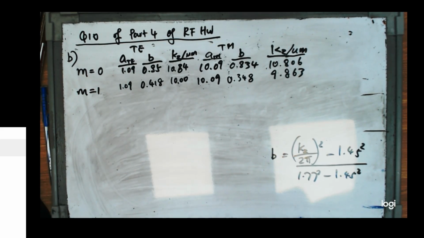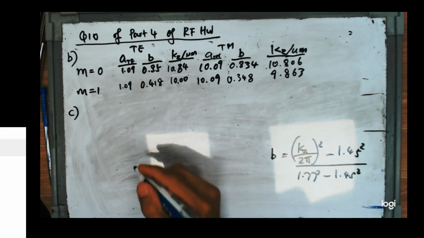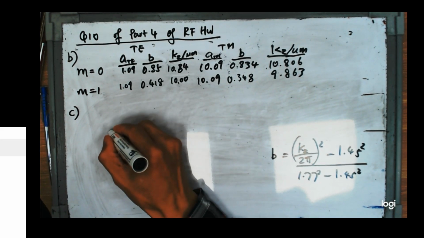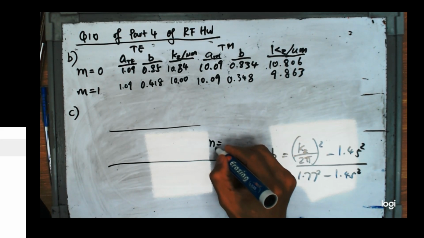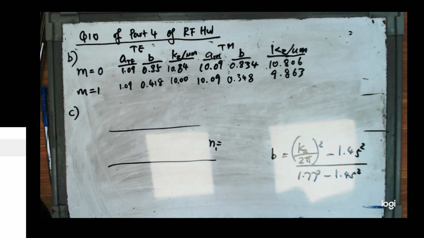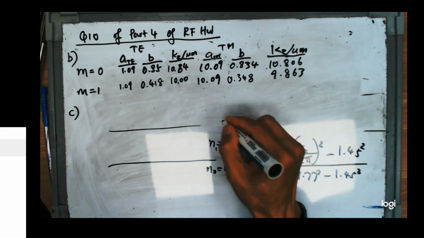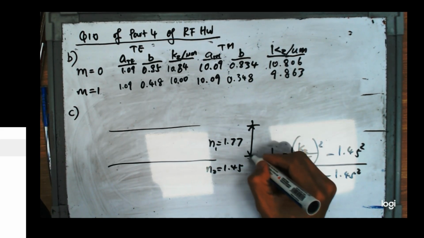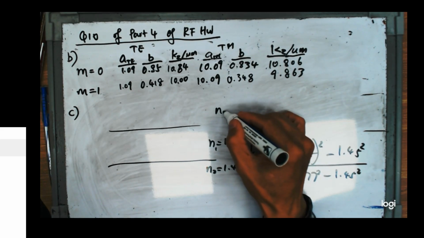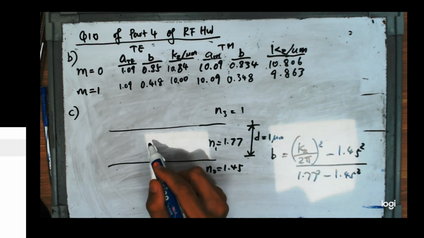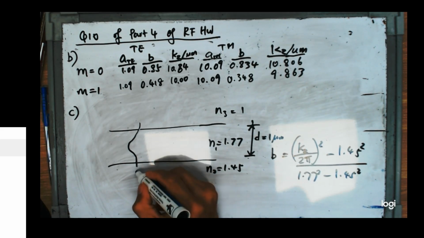Okay, part C: the wave distribution. I can redraw the structure. So here N1 is equal to 1.77 and N2 equal to 1.45. The length here is 1 micron and N here is equal to 1. So if my understanding is correct, TE0 is like this.